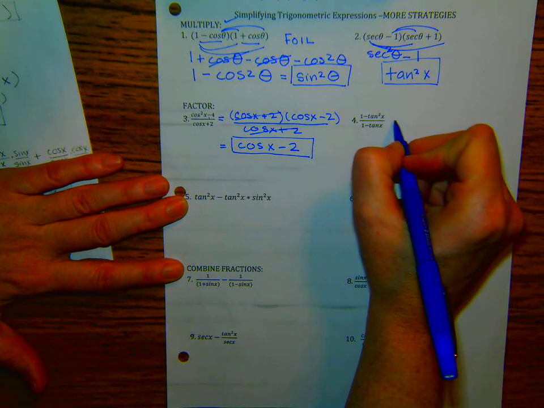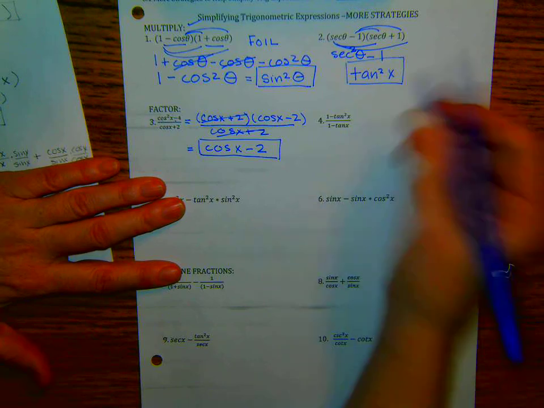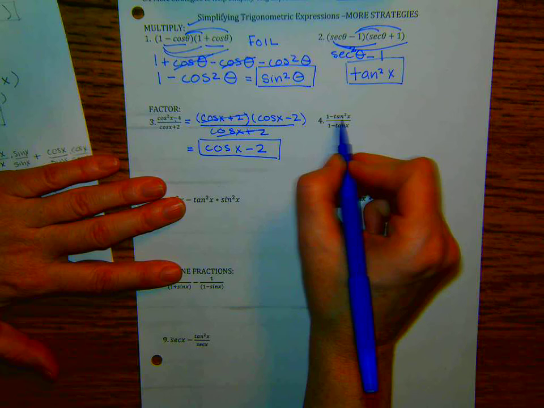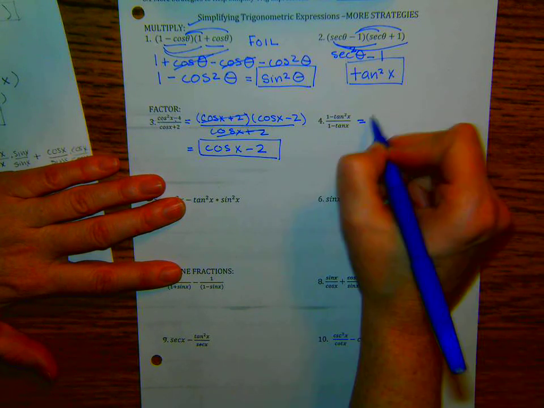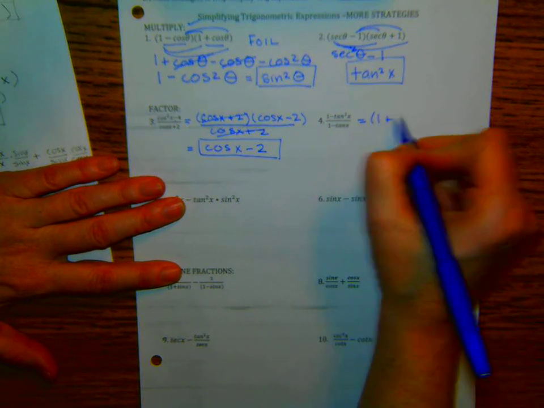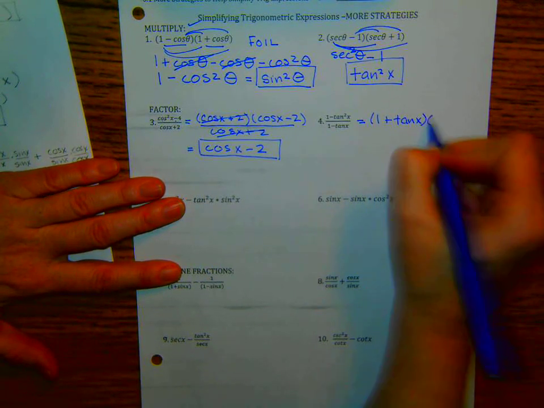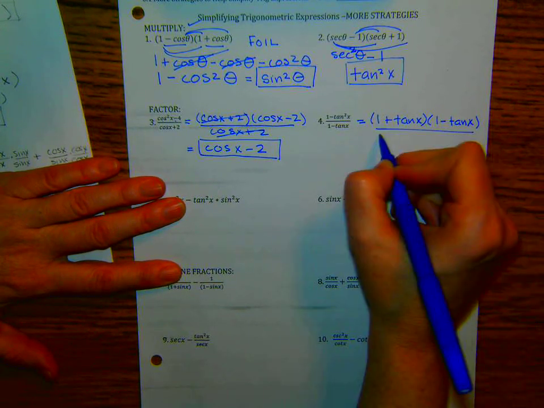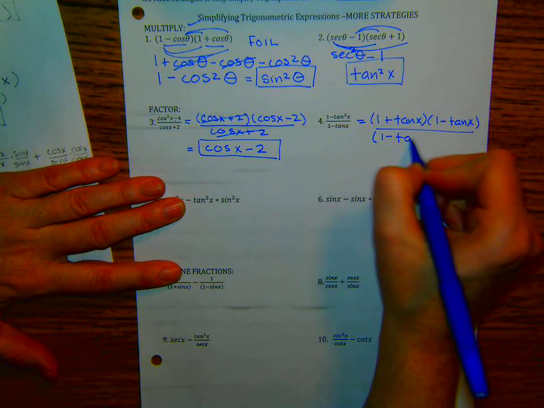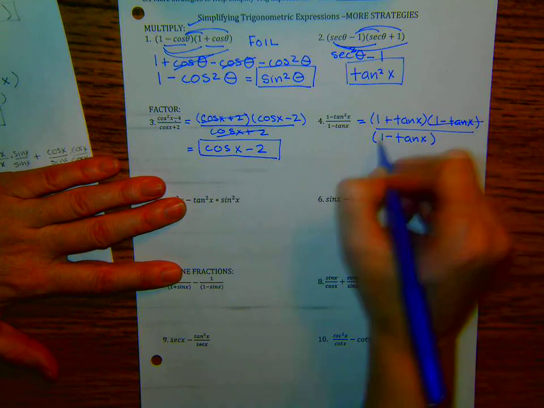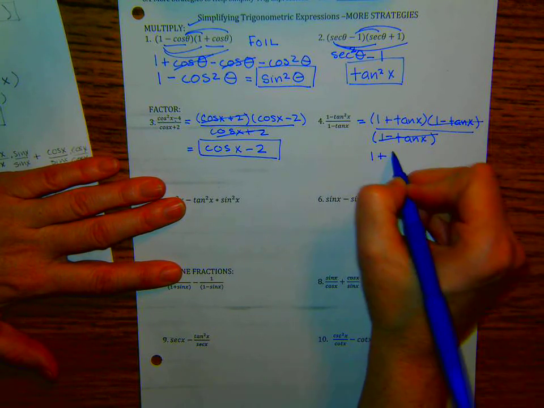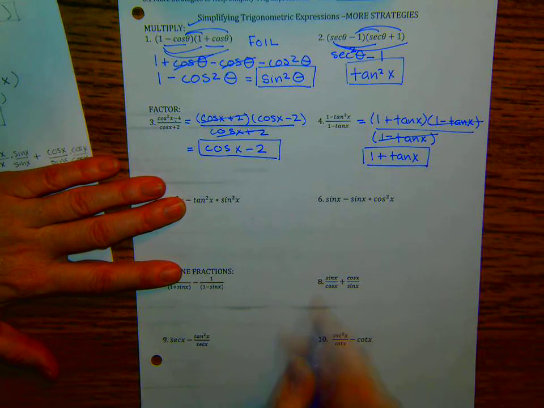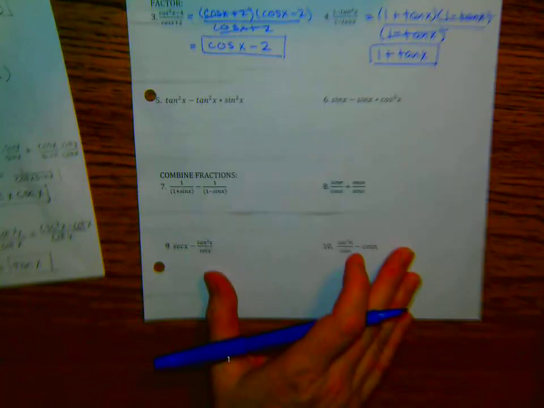Okay, now I'm factoring, so look at number 4, and what do I have here? Well, I have the same thing. I have the difference of 2 perfect squares. So let's do that same thing. 1 plus the tangent of x times 1 minus the tangent of x. And then that's going to allow us to factor 1 minus the tangent of x on the bottom. Those 2 are going to cross out, leaving me with 1 plus the tangent of x. All right. Now, let's go on.